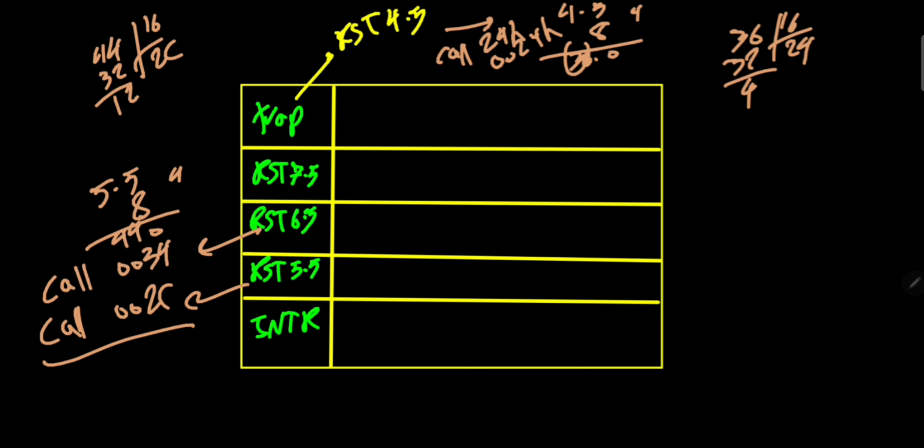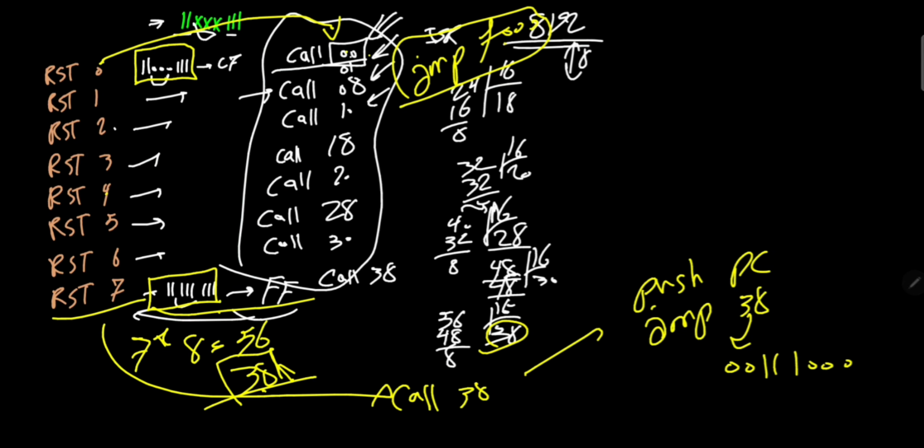or RST 6.5 means call 0034. If you multiply this by 8, you'd get the same result. Or maybe RST 7.5 means call 7.5 multiplied by 8, which would be 003C. And you are actually right. But what you are wrong about is that it is not completely RST.